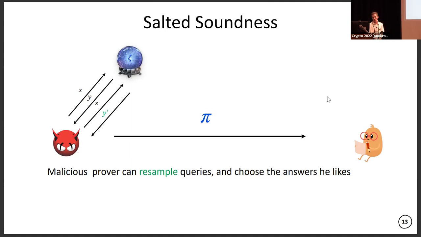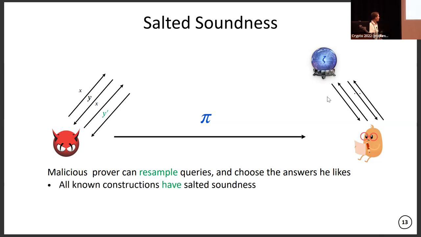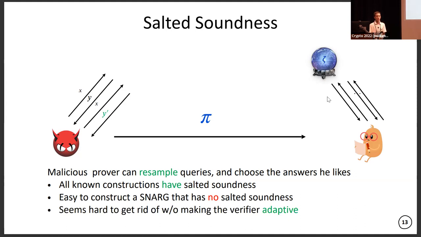And then the malicious prover sends a message pi to the verifier, the same way we have seen before. And the random oracle the verifier has access to is fixed with the queries. This means that if the malicious prover has chosen y prime and the verifier queries x, he will get y prime. Okay, this is a limited ability to program the random oracle. And note that known constructions do indeed have salted soundness. It is actually quite easy to prove for Micali, and other constructions do have this as well. And it is very easy to construct a SNARG which has no salted soundness, but we haven't found to date a way to use this to actually create a shorter argument size. In addition, it seems quite hard to get rid of salted soundness without making the verifier adaptive in some sense.